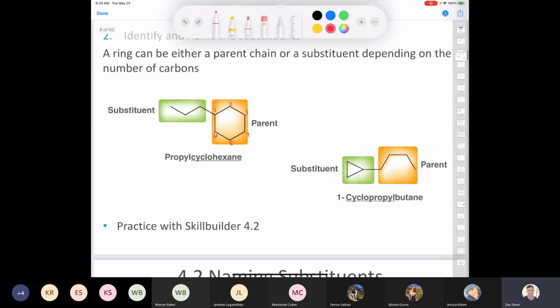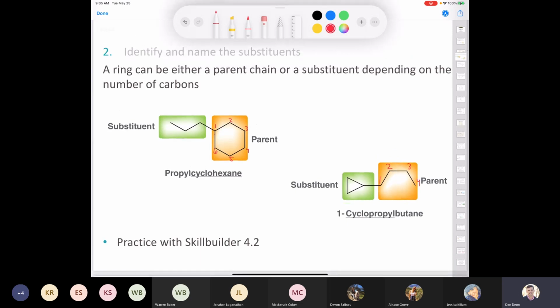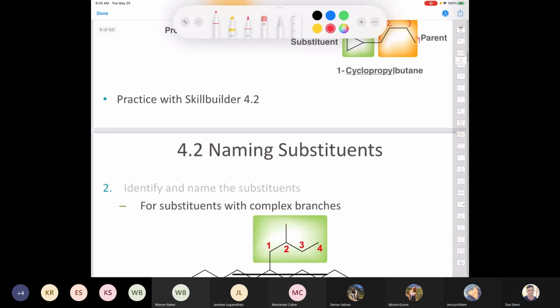What if your longest chain is linear like this, and then you have the cyclic one, which is smaller, right? There's only 3 carbons in this ring, but we have a total of 1, 2, 3, 4 carbons in this chain. So in this case, the cyclic portion is the branch or a substituent, and we would call that 1-cyclopropylbutane. So again, a cyclic portion can either be a chain or it can be a branch or substituent, depending on the number of carbons. So when it's got the most carbons, the cyclic part will be the parent. When it's got fewer carbons than the longest carbon chain, it's considered a substituent.